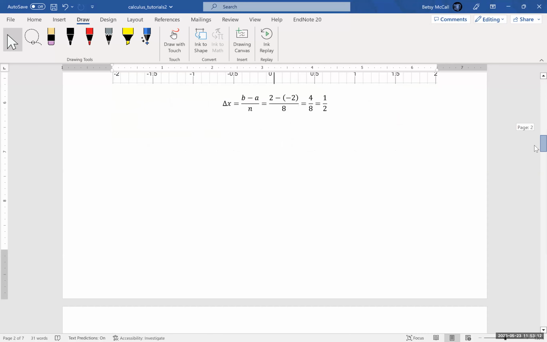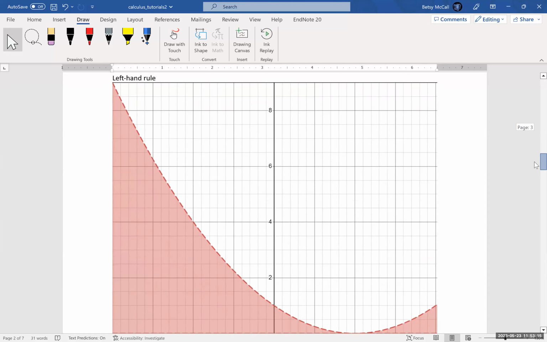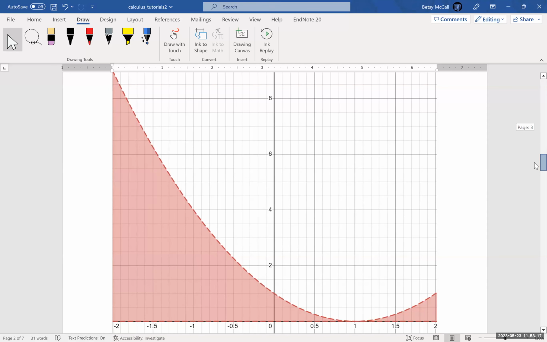Now, the left-hand rule differs in the fact that you don't take the right end of the rectangle, you take the left end of the rectangle. So for this first rectangle, the height calculation that we're taking is the left end.